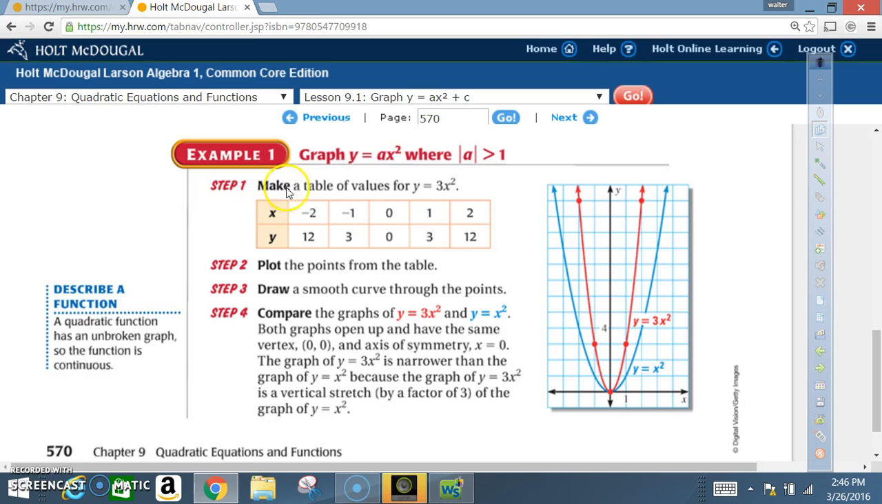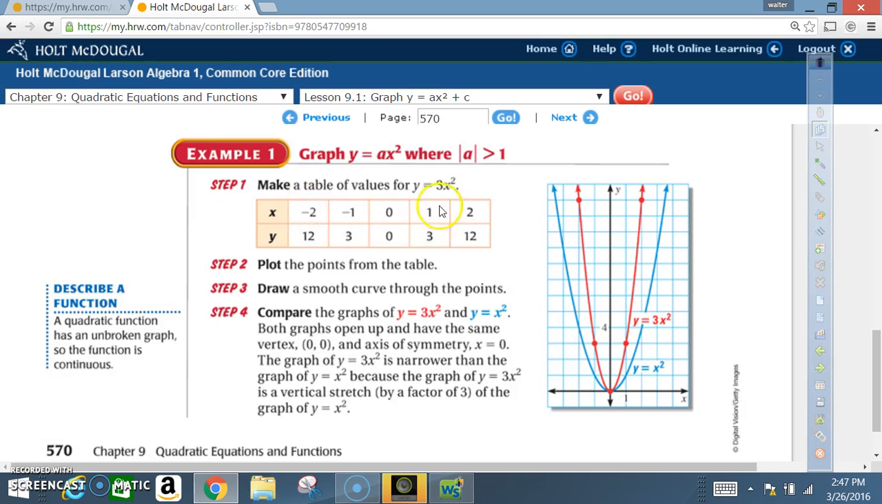Okay, so first thing we gotta do, step one, make a table of values for y is equal to 3x squared. So we do what we've done before in the past when we did absolute value and exponential, right? We got 0, we got 1, 2, that's positive, and we got a negative 1, negative 2. All right, so this way we're representing all parts of the graph. See that? Positive side, negative side, and in the middle. This way, we're sure we're getting the right graph for the parabola. Because if all we had were positive numbers, then all we would see is this, and we would think it would be exponential, when in fact it is not.